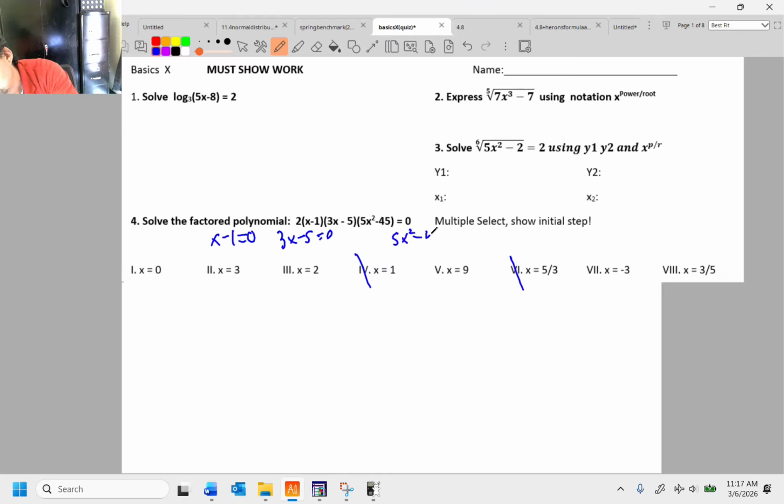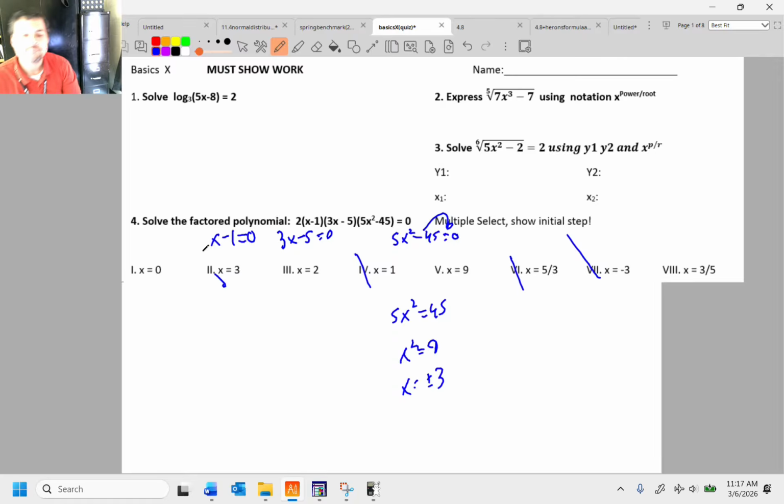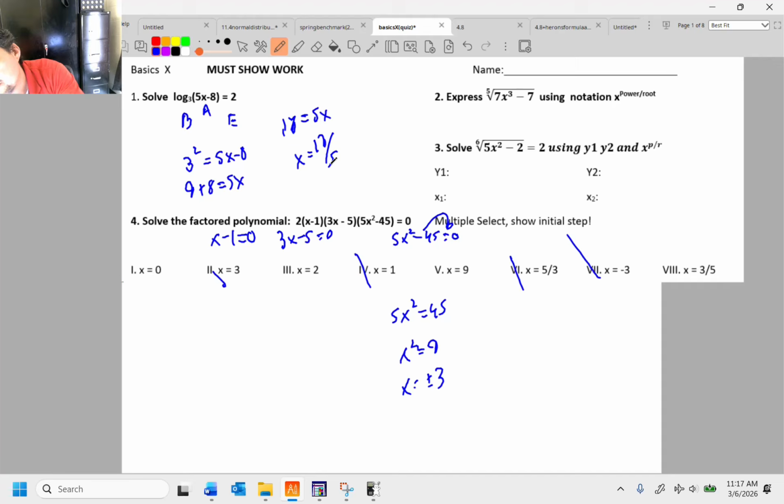This one I'll do a little more math. I add 45 to both sides first. I divide by 5 and I get 9. Don't forget your plus or minus, whichever half of you do. Negative 3, positive 3. Number 1, base, argument, exponent. 3 squared is 5x minus 8. 3 squared is 9. 9 plus 8 is 5x. 17 is 5x. x is 17/5.